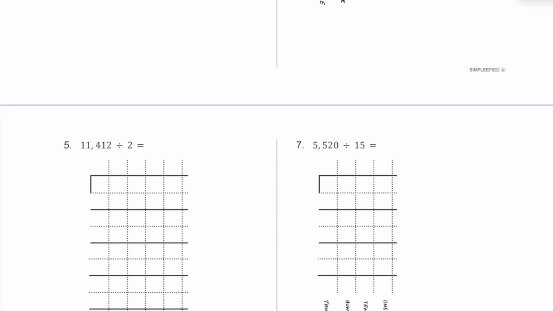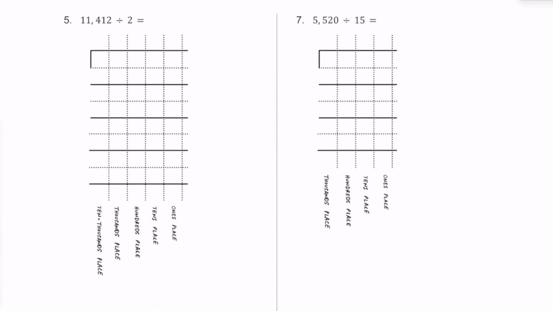Here's number 5. In number 5, we have 11,412 divided by 2. Let's go ahead and take this first number. This is going to be our dividend. Let's put it inside the house. So 1, 1, 4, 1, 2. And let's divide that by our divisor of 2 here. So let's see how many times 2 fits into this number.